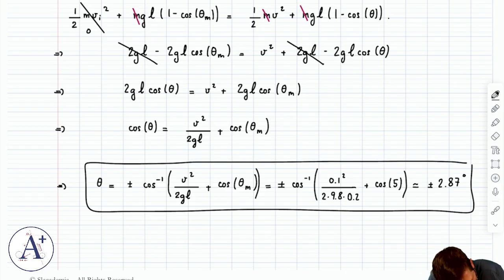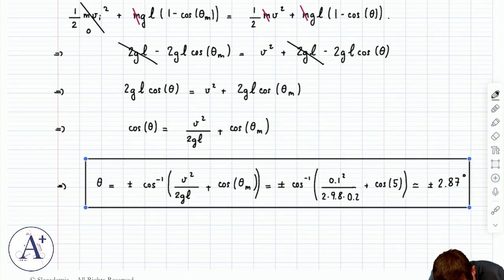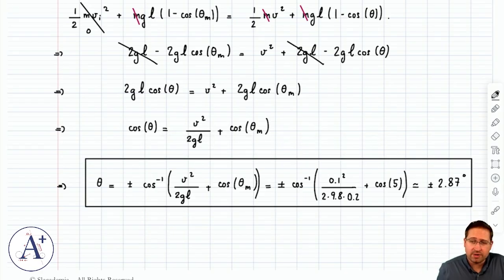Okay, makes sense. It's smaller than 5, yeah. If it had come out bigger than 5, that would not have made sense, but okay, smaller than 5, I buy that. I swing down from 5. At some point, my speed hits 0.1 meter per second.